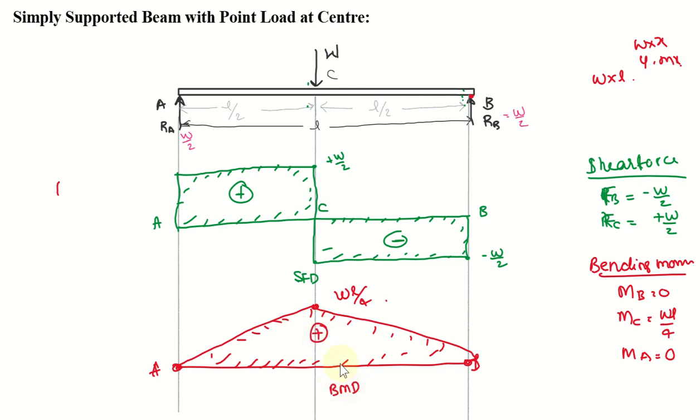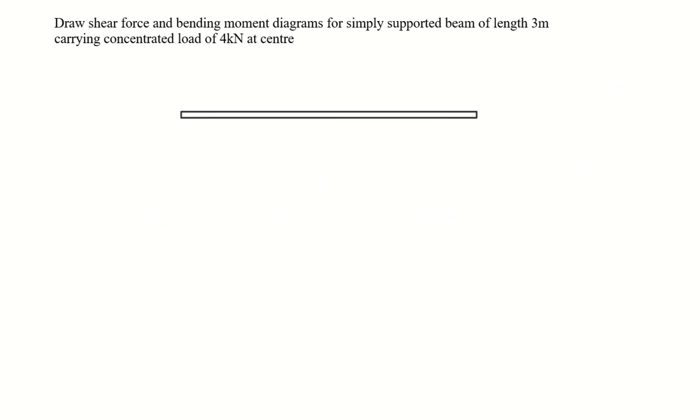We shall see a simple problem now. The question is, draw shear force and bending moment diagrams for a simply supported beam of length 3 meter carrying concentrated load 4 kilonewton at the center. So the length they have given is 3 meters and it is carrying a point load at the center, or concentrated load, both are the same, 4 kilonewton at the center. So that is 1.5 meter and this is also 1.5 meter from this side.